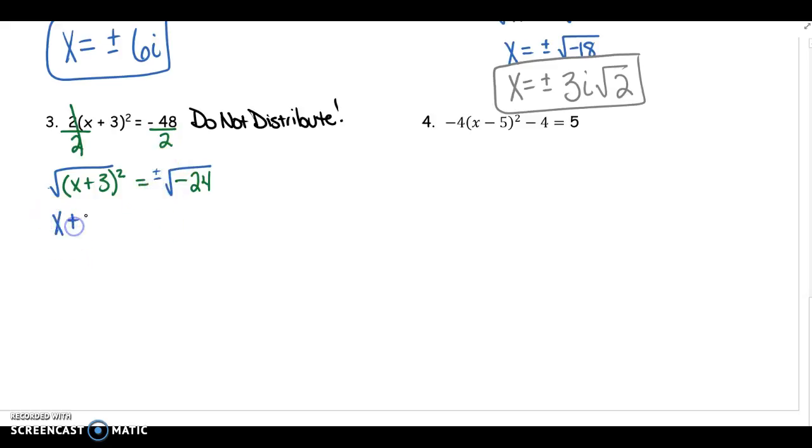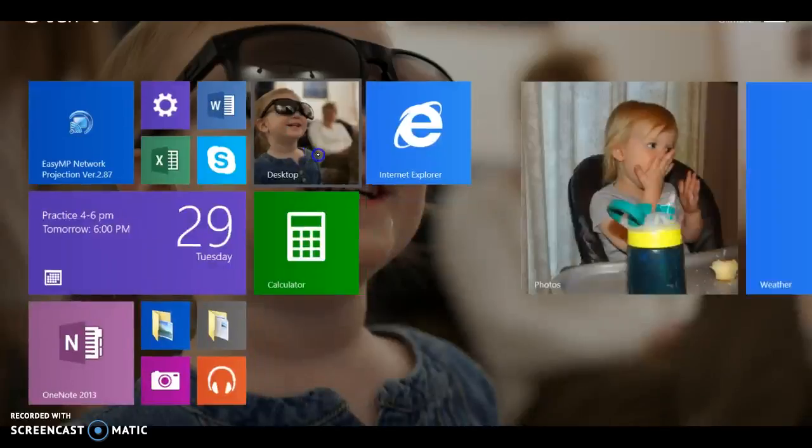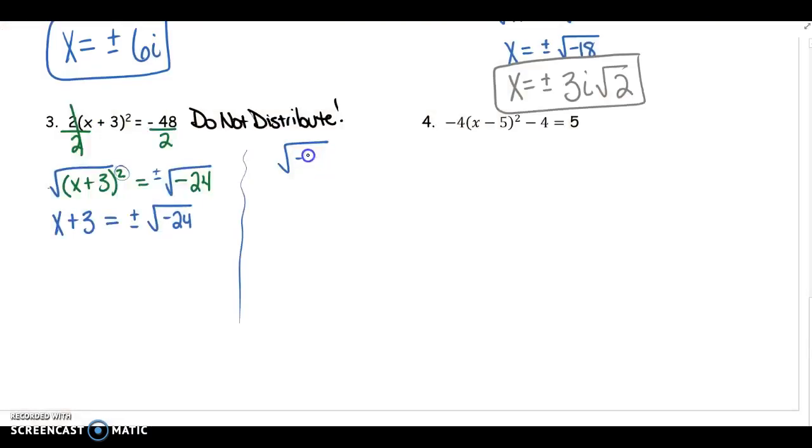On the left, we have x plus 3. The parentheses aren't necessary anymore because we've gotten rid of that padlock. On the right side, we have the positive or negative square root of negative 24. So again, I'm going to go over here to the side and simplify, oh my goodness, the square root of negative 24.